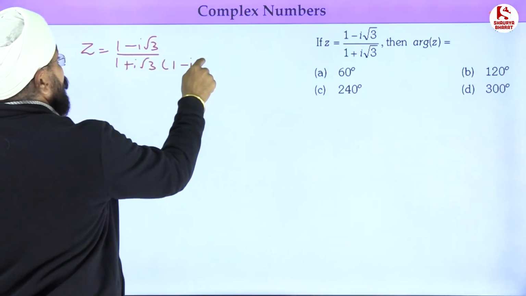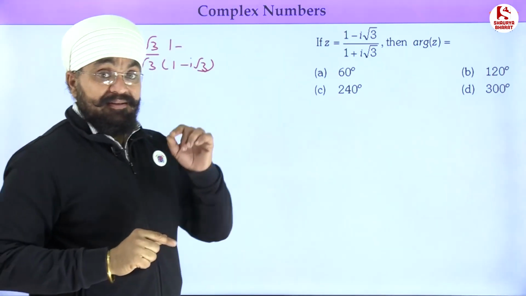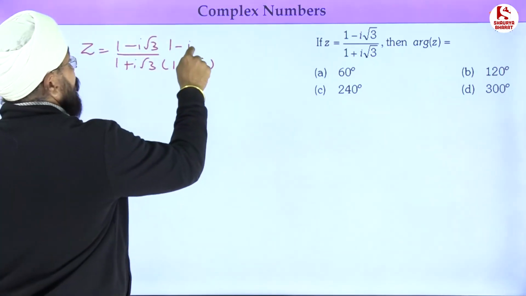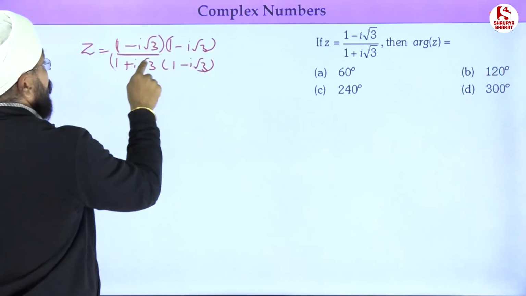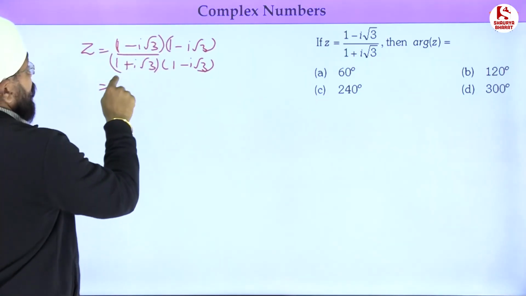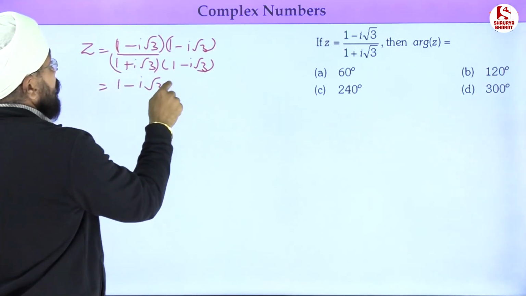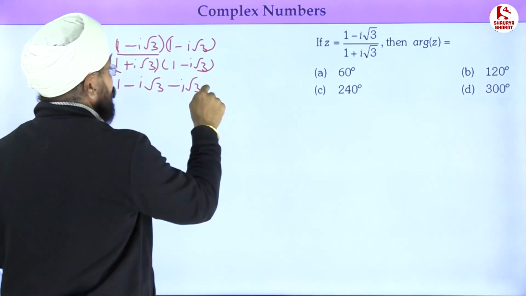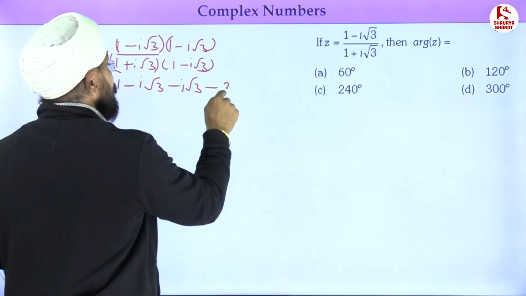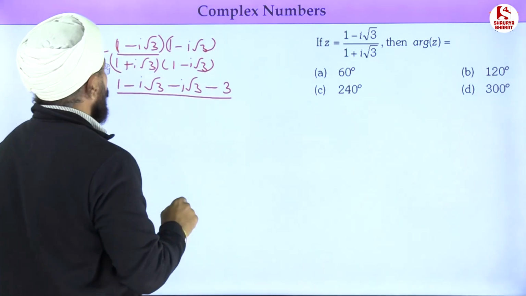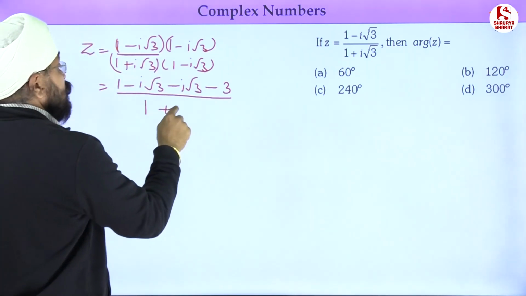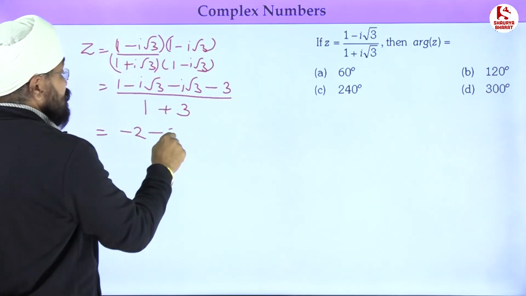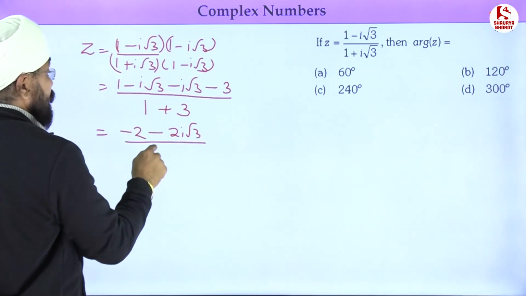We multiply the denominator by its conjugate, 1 minus iota root 3, as well as the numerator. Now, when we multiply, what will we get? Just multiply: we get 1 minus iota root 3, then minus iota root 3. This becomes minus minus plus, but due to iota square, it still becomes minus, root 3 into root 3 is 3. Divided by the denominator, 1 plus root 3 whole square, which is just 3. So we have minus 2, and this becomes minus 2 iota root 3, and the whole is divided by 4.